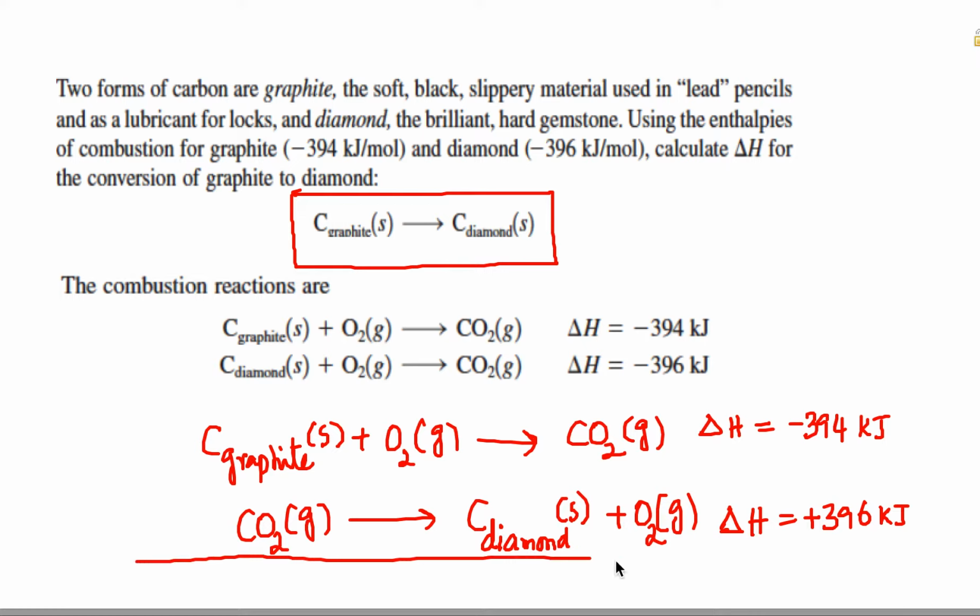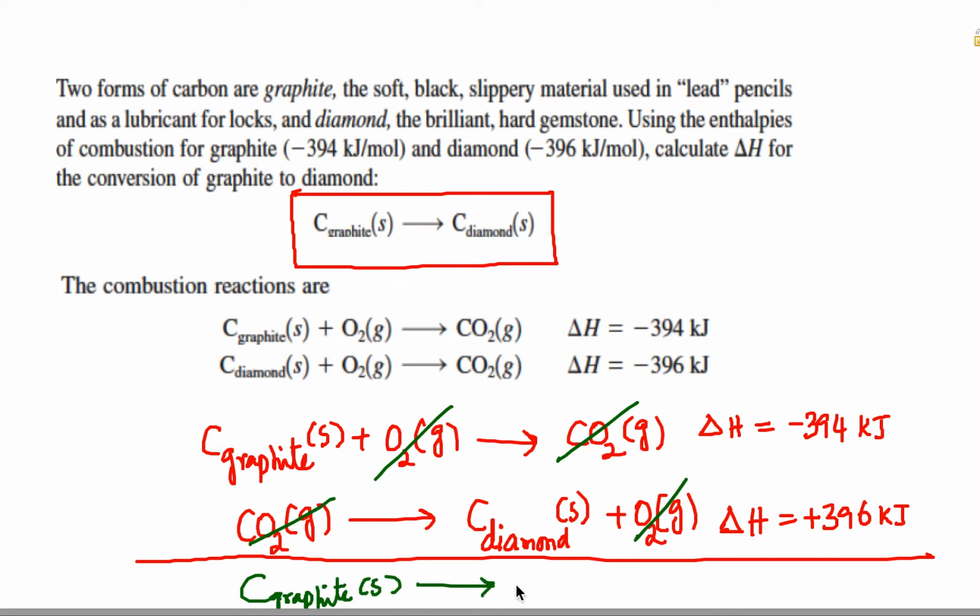And now we should add these two reactions. That gives the carbon dioxide cancels out, oxygen goes away. Now we have carbon graphite to carbon diamond, and for this process enthalpy change is simply positive 2 kilojoules. So carbon graphite to carbon diamond, the enthalpy change is only 2 kilojoules. From graphite to diamond. Yes, the enthalpy change is only 2 kilojoules.